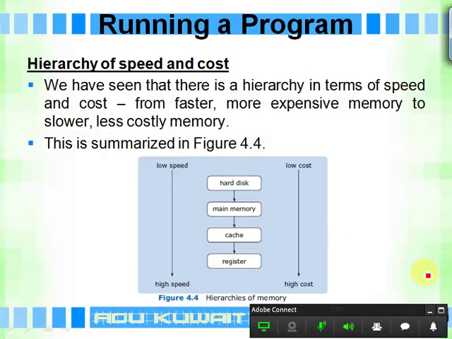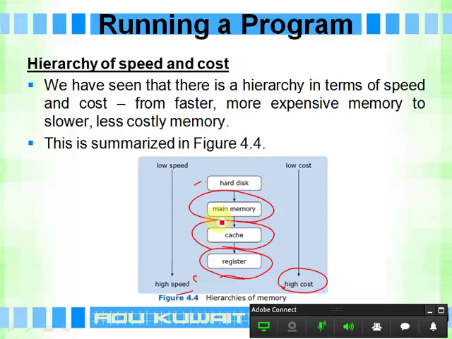Then the hierarchy of speed and cost. The speed of the memories and the cost. The higher the speed, the more expensive it is. Low speed is low cost. Registers are faster, but they are high cost. Cache is above the register, main memory is above the cache, and hard disk is above the main memory. Hard disk is slower, but it is low cost.